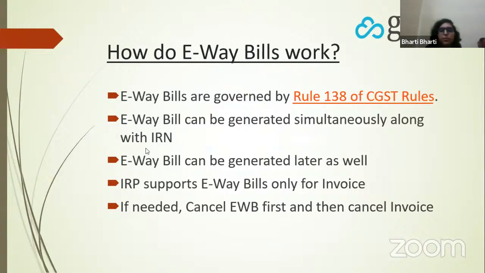You will not be able to generate one in case of a non-taxable supply. It will only allow for invoices and not for credit notes and debit notes. If needed, you can cancel the e-way bill first and then cancel the invoice. So when you generate an e-invoice and e-way bill simultaneously, or you generate the e-way bill later on, and then you want to cancel the e-invoice, the e-way bill has to be cancelled first. Only then can you cancel the e-invoice.